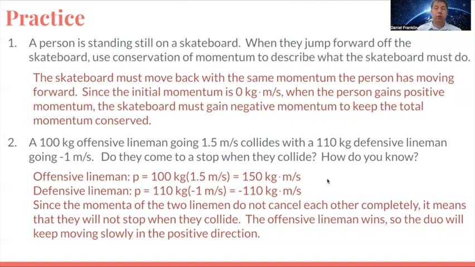Okay. So we also have this one, this football analogy. A 100-kilogram offensive lineman going 1.5 meters per second collides with a 110-kilogram defensive lineman going -1 meters per second. Do they come to a stop when they collide? How do you know? Okay. So do their momentums cancel out? No. So it's 150 kg m per s and -110. There's definitely not going to be a coming to a stop in a traditional sense. There's going to be some motion going one way or the other. Okay.